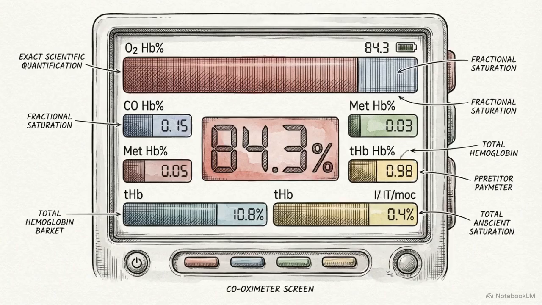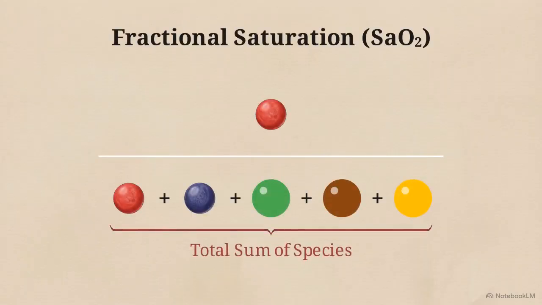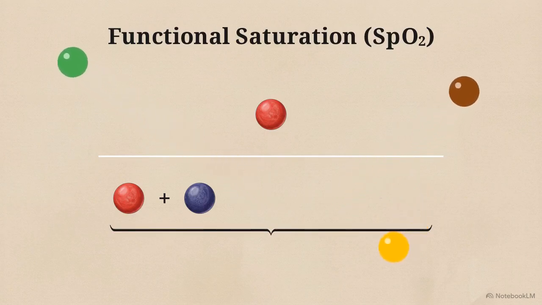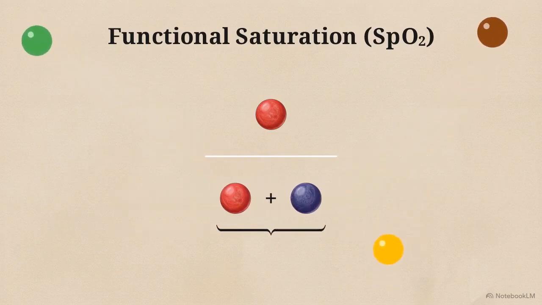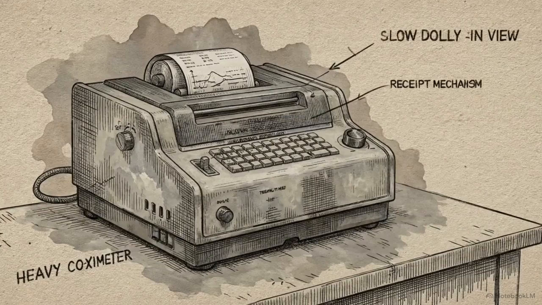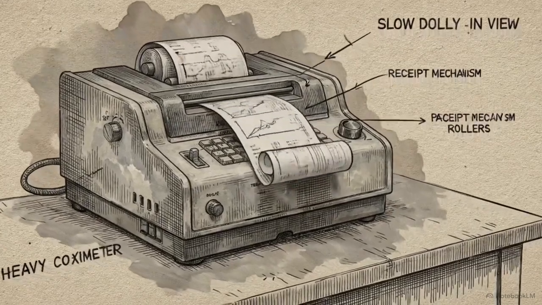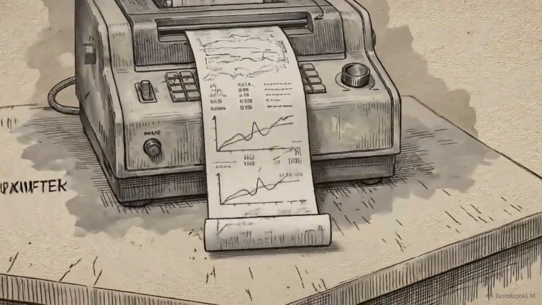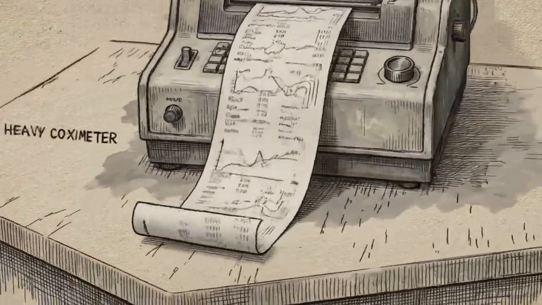This generates a mathematical output known as true fractional saturation, or SaO2. This equation measures oxygenated hemoglobin against the total sum of all hemoglobin species. Contrast this directly with the pulse oximeter's functional saturation, or SpO2, which mathematically ignores dyshemoglobins and only measures oxygenated blood against deoxygenated blood. By expanding the mathematical matrix from 2 wavelengths to 17, the co-oximeter transitions from a vulnerable estimator of oxygenation into an absolute diagnostic quantifier.